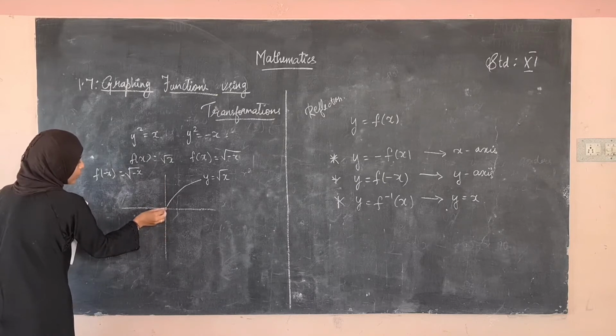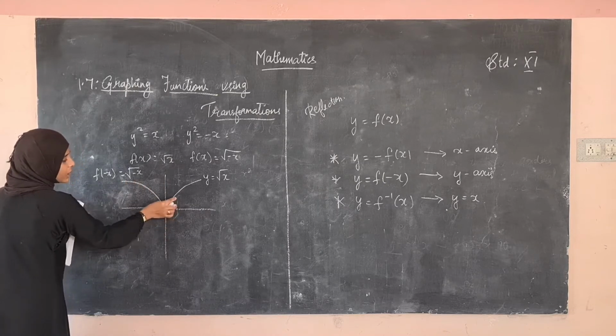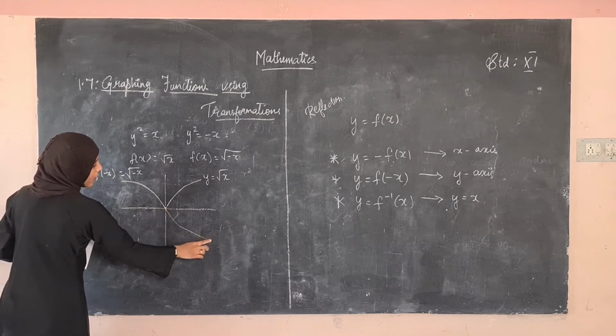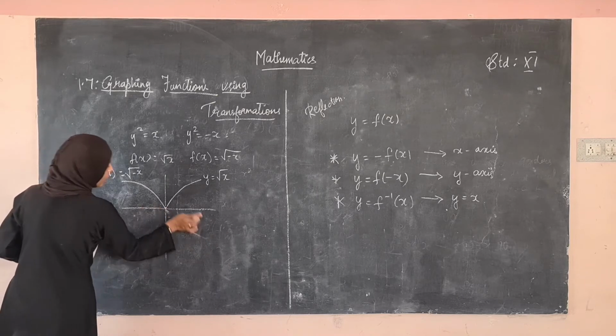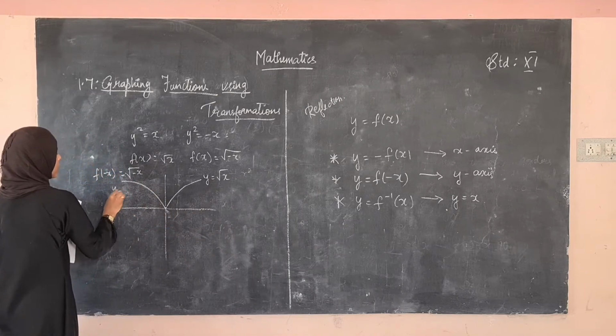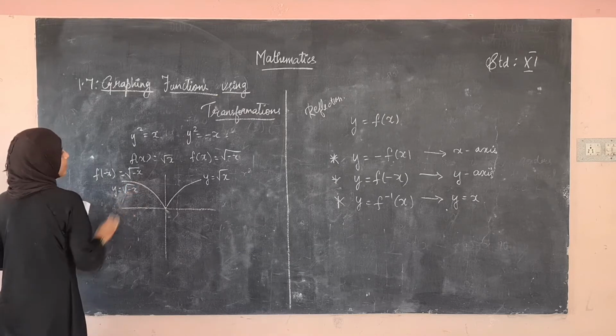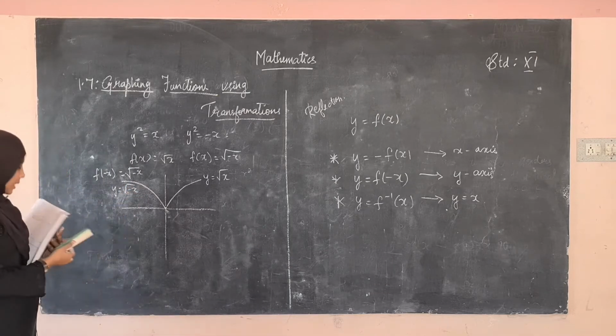Therefore, if it is reflected over the y axis, it means like this. If it is reflected over the x axis, the graph will be like this. Here it is reflected over the y axis, so this is y is equal to root of minus x. Okay, can you understand this?